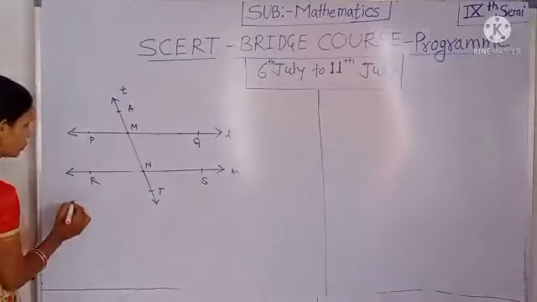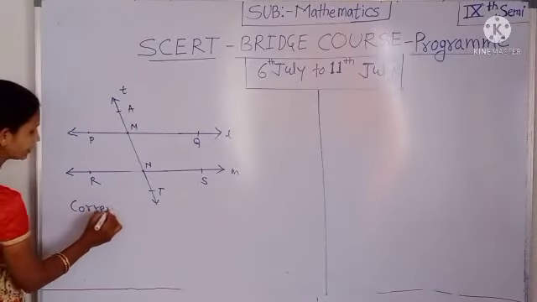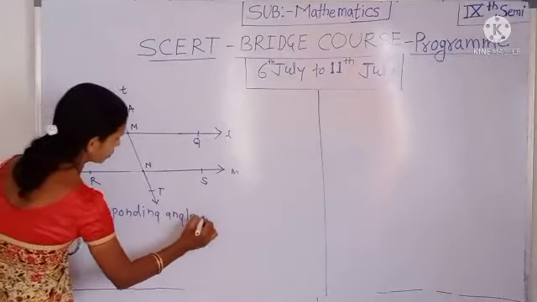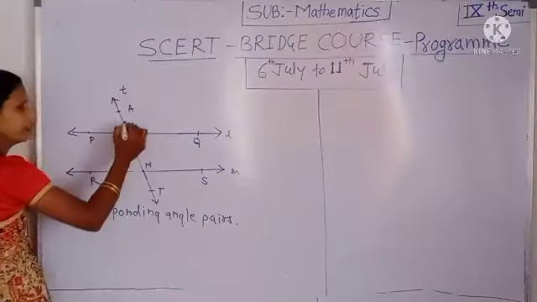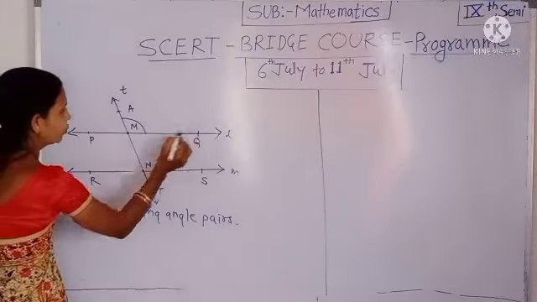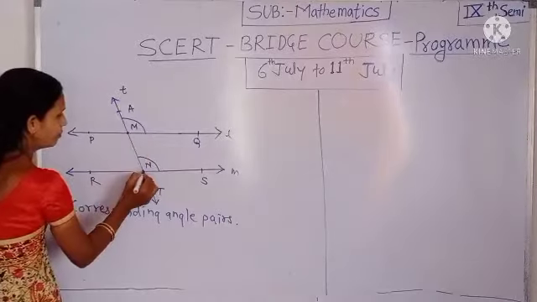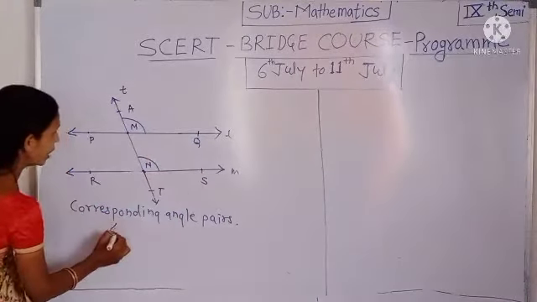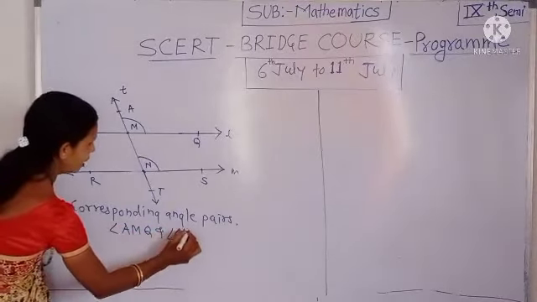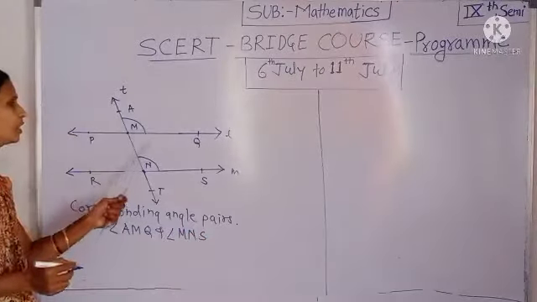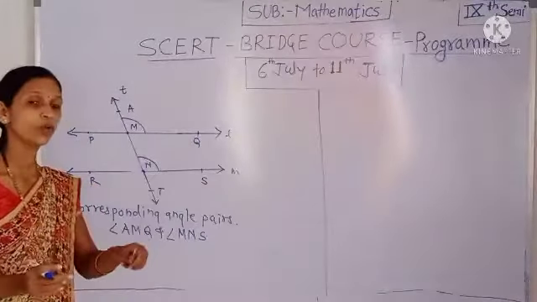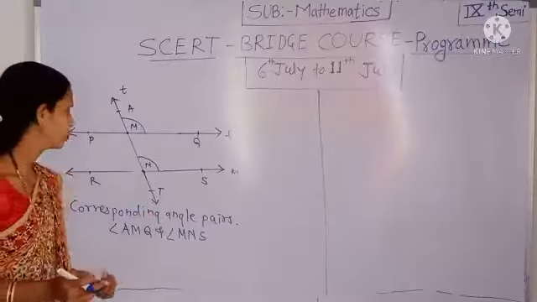First of all, the corresponding angle pairs. Here angle EMQ and angle MNS, angle AMQ and angle MNS are corresponding angle pairs. There are a few more corresponding angle pairs. You have to find them and write them in your notebook.